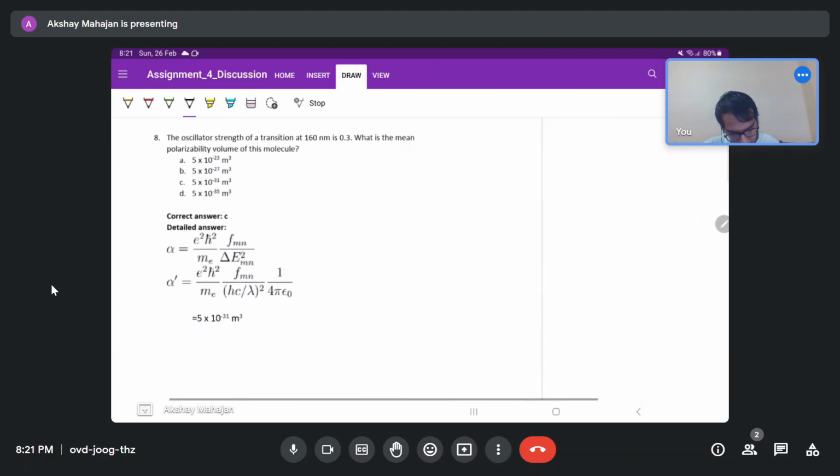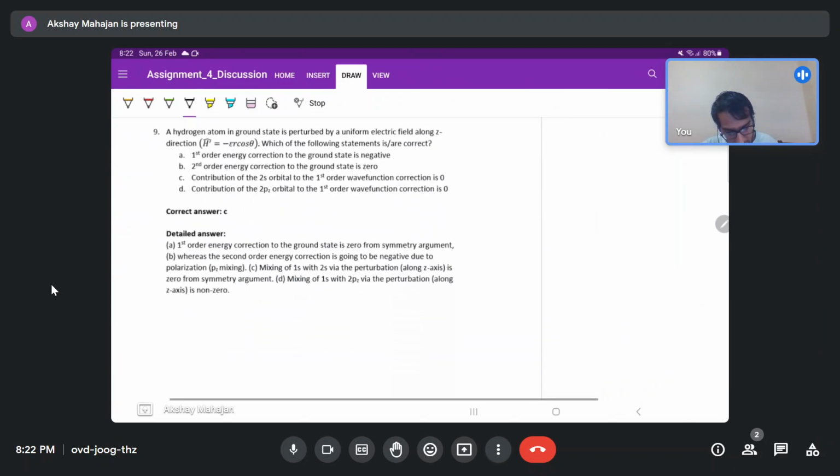Next is the oscillator strength of a transition at 160 nanometer, 0.2. What is the mean polarizability volume of this molecule? Again, this is also a formula based question. So you just have to put your values in it, and you will get the answer. You don't even have to do the unit conversion.